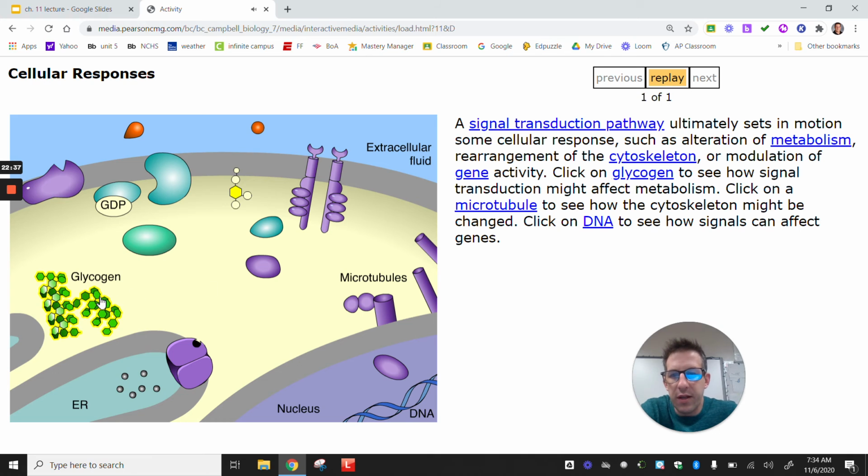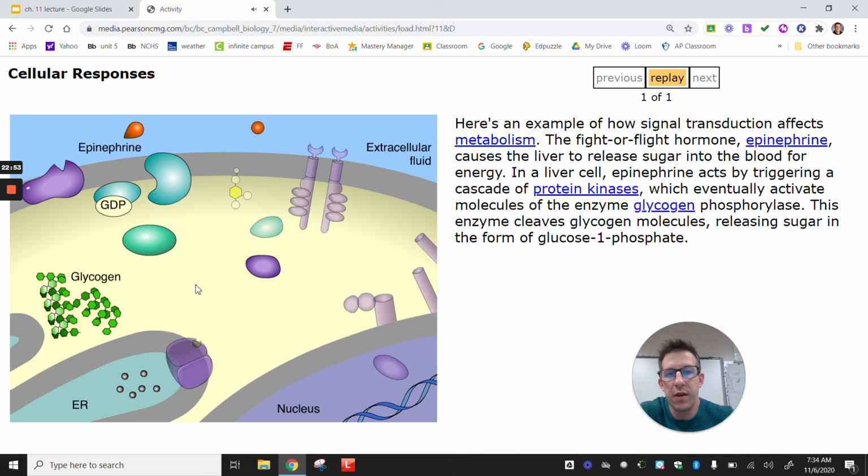Okay, so we'll click on glycogen first. I think that's going to get into the epinephrine pathway that I spent a little bit of extra time on. So you can kind of see that in motion here. And when you see this thing go in motion, try to relate it to some of the diagrams that we've seen in the previous videos, okay?